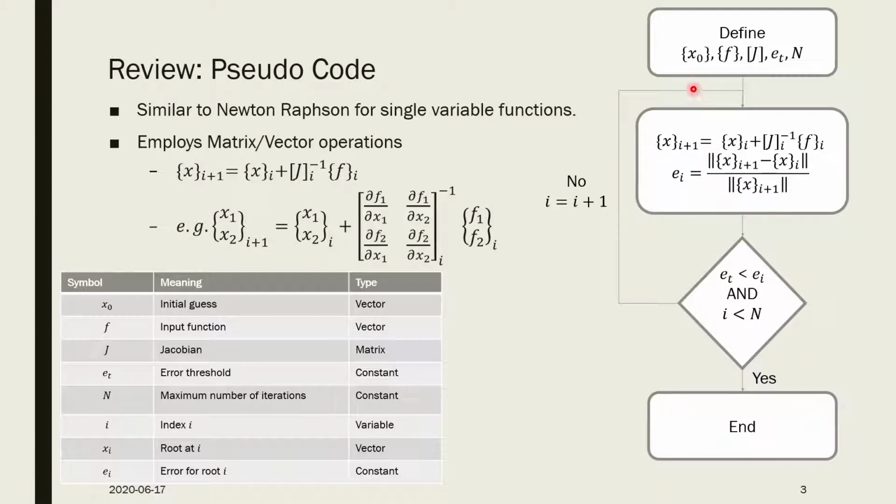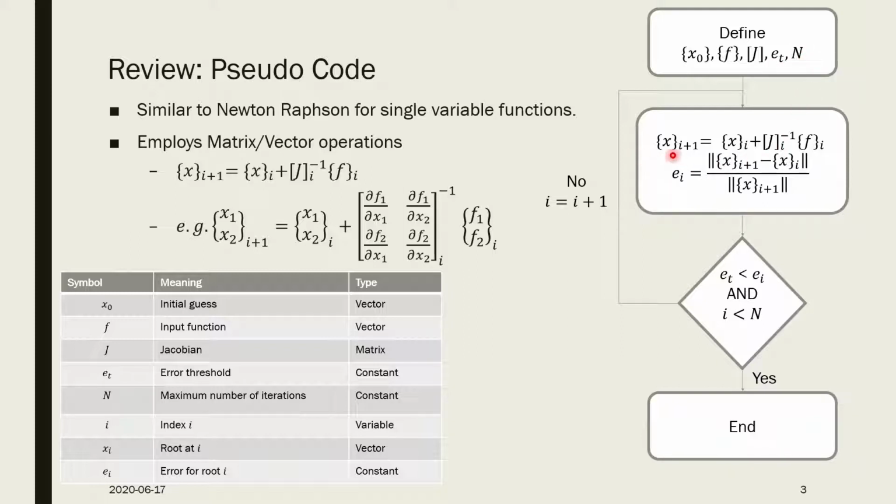When it comes to the algorithm, it's more or less the same. We start off by defining x naught, which is the initial guess. We define a vector of functions, and we define the Jacobian matrix, which can be calculated by taking the partial derivatives of the functions with respect to each variable, as shown here for a 2x2 matrix. For a 3x3 matrix, it's a simple extension of it. And then we have to define the error threshold and the maximum number of iterations.